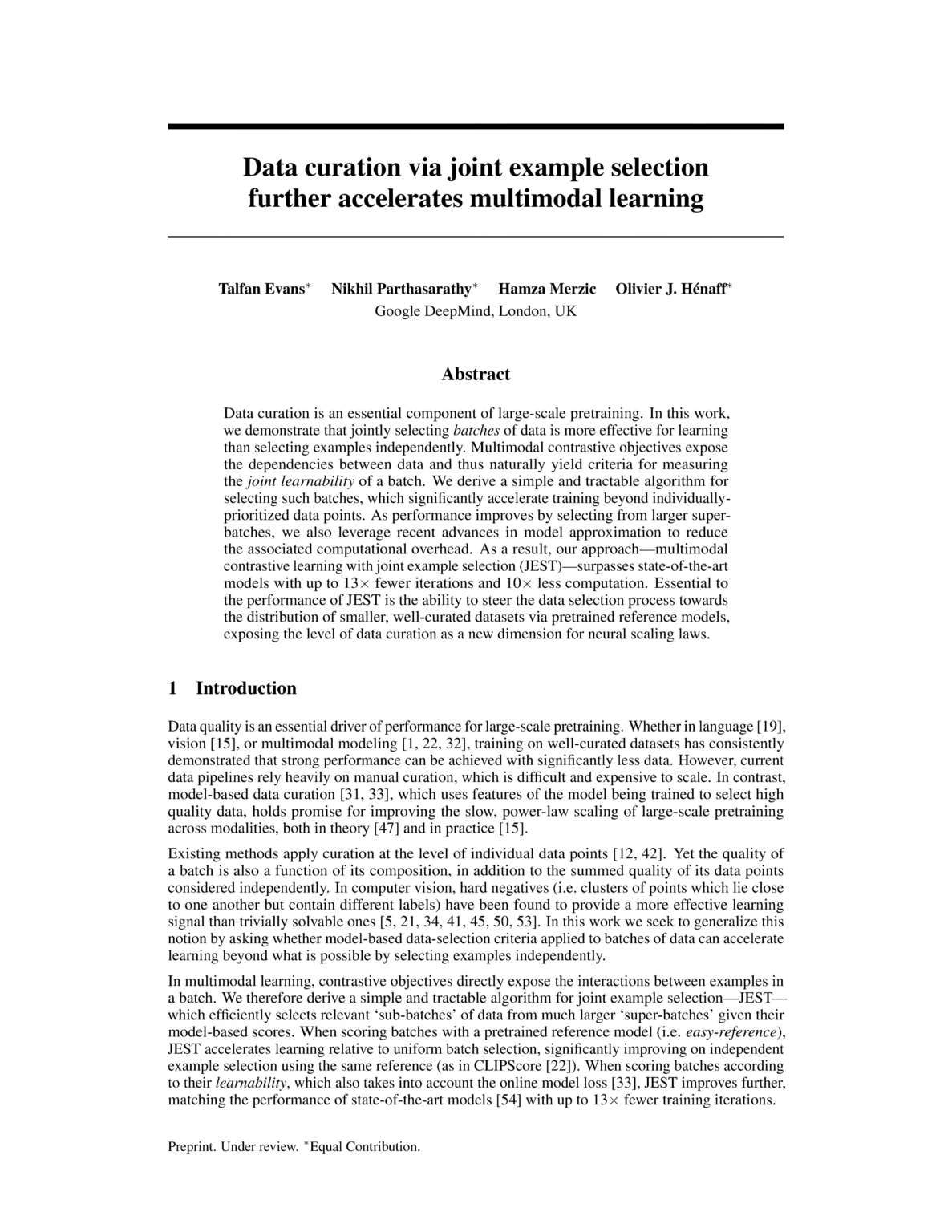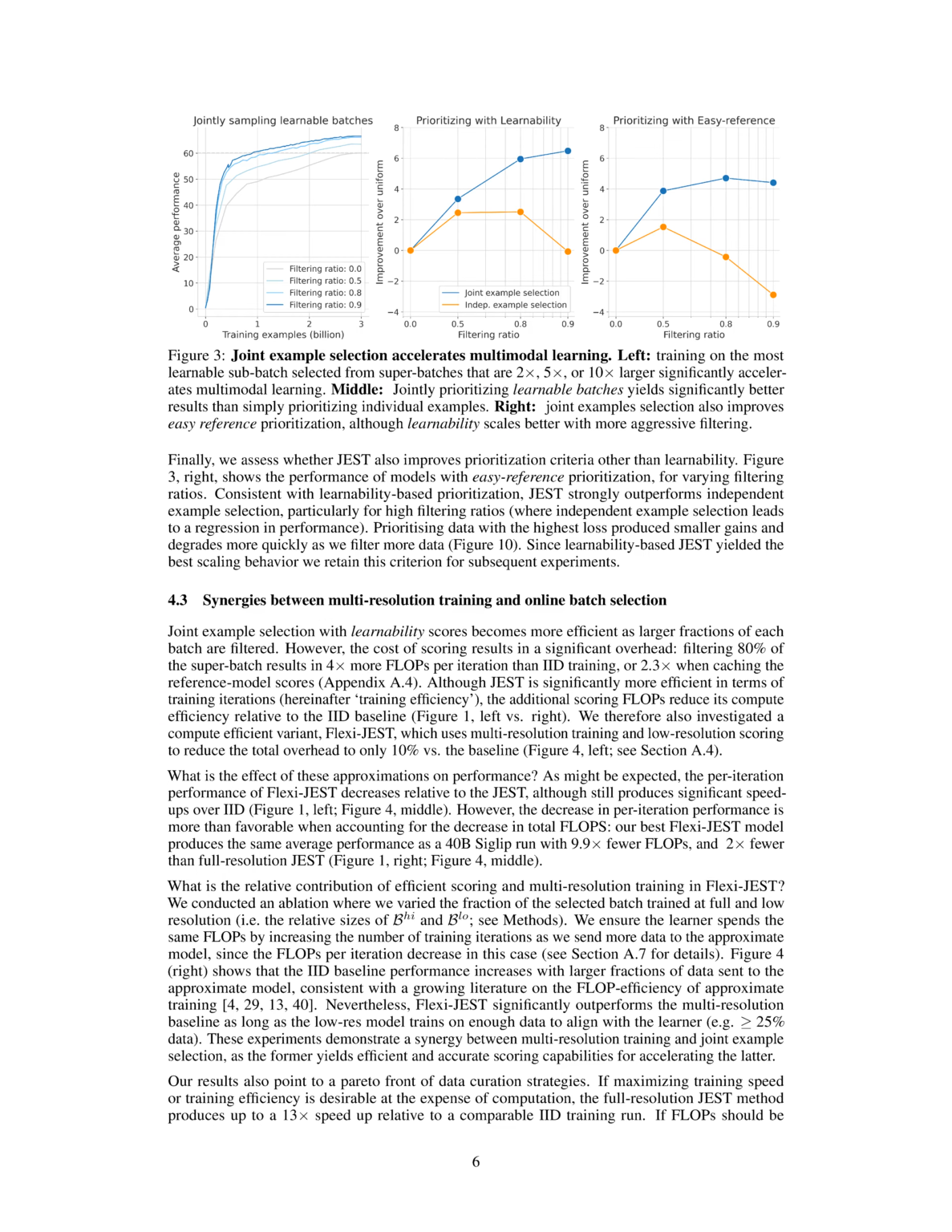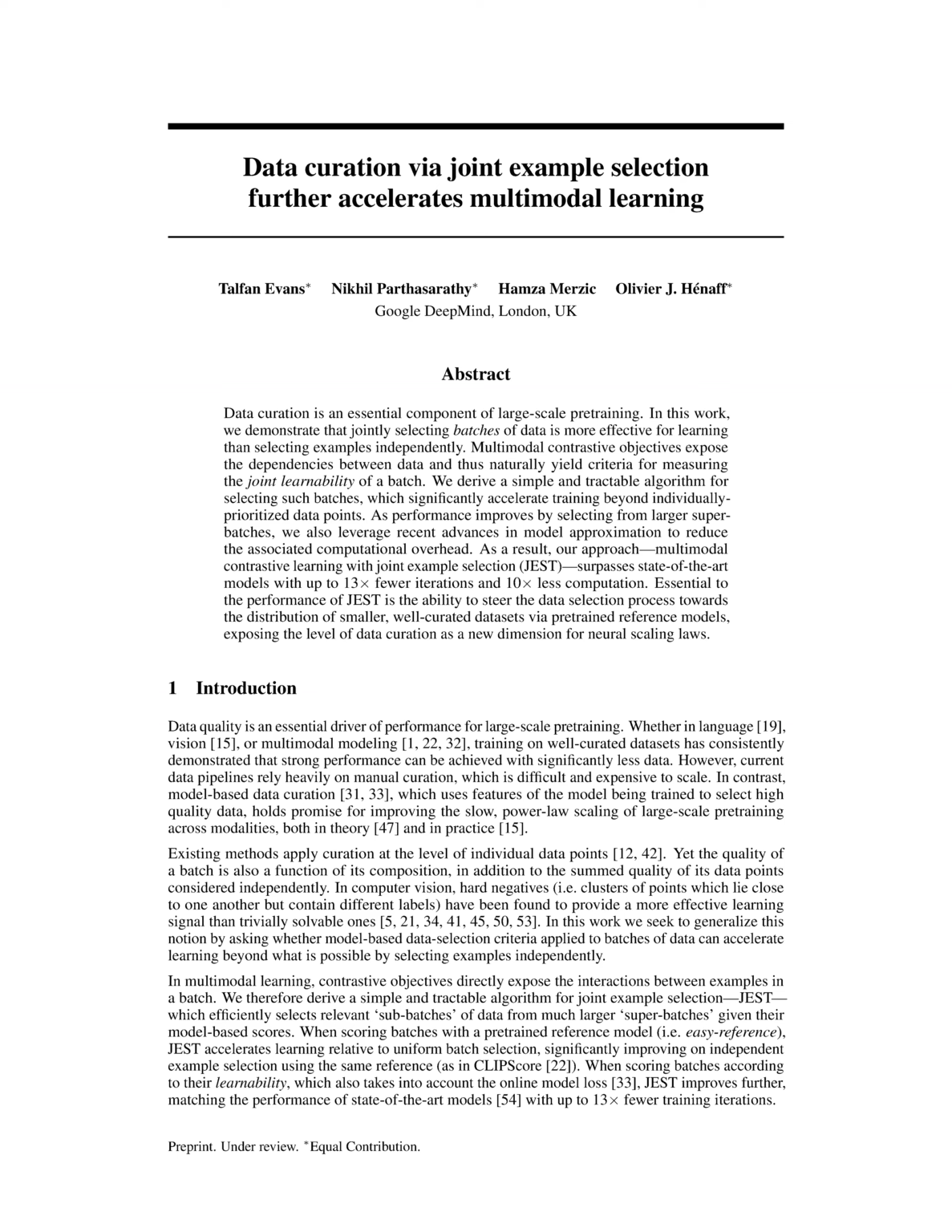The performance of JEST is compared to previous methods, including state-of-the-art models like SigLIP, to demonstrate its efficiency and effectiveness. Additionally, the paper explores the synergies between multi-resolution training and online batch selection, showing how these techniques contribute to the overall performance of the method. The results are presented in figures and tables, showcasing the improvements in training efficiency, flops reduction, and performance gains achieved by JEST and its variants.